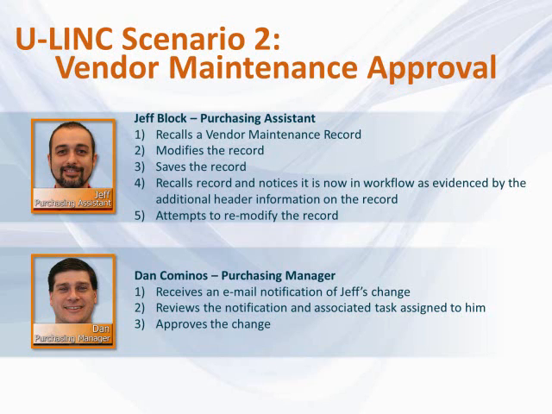In Scenario 2, vendor maintenance approval, Jeff will recall a vendor maintenance record, modify the record, and save the record. He will then recall the record and notice it is now in workflow. He then attempts to remodify the record. Dan will receive an email notification of Jeff's change, review the notification and associated task assigned to him, and then approve the change.